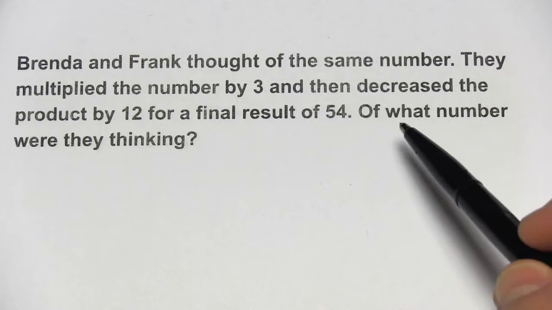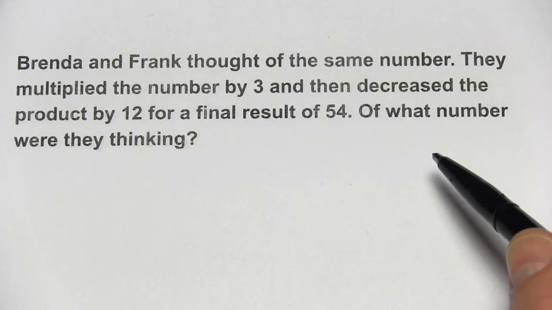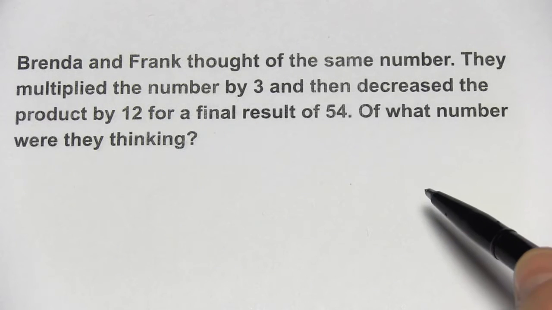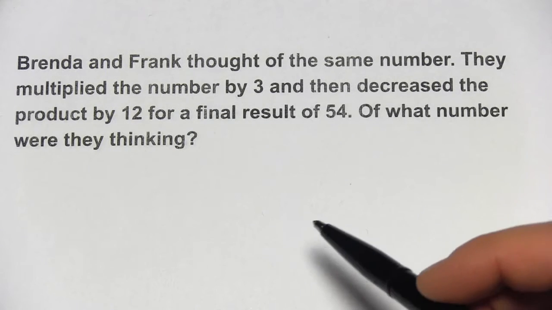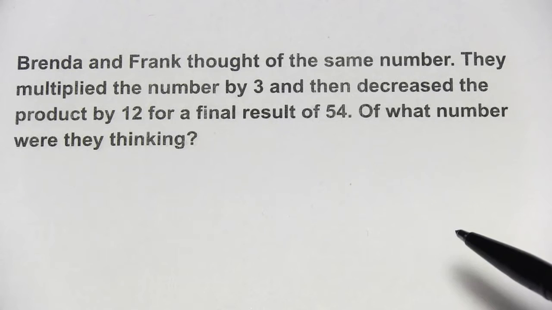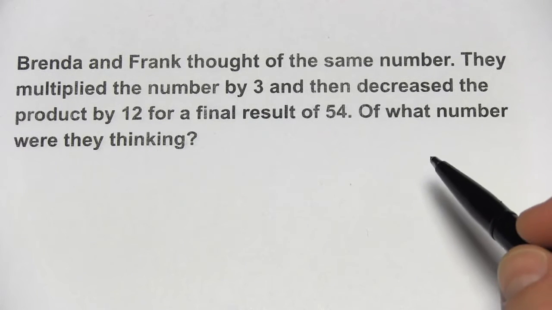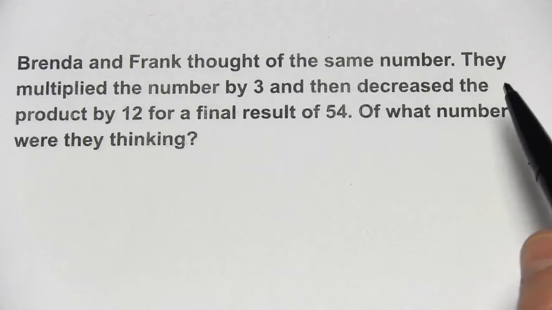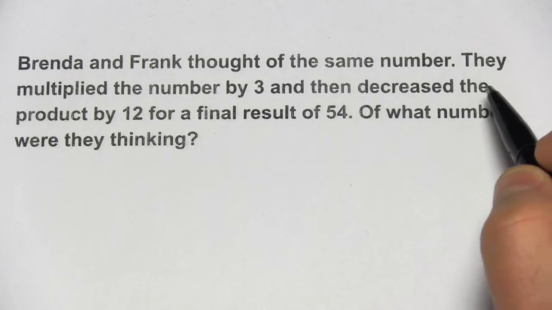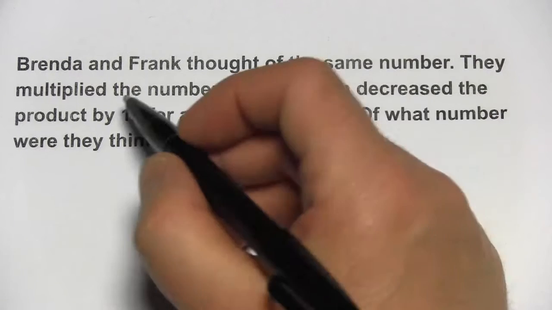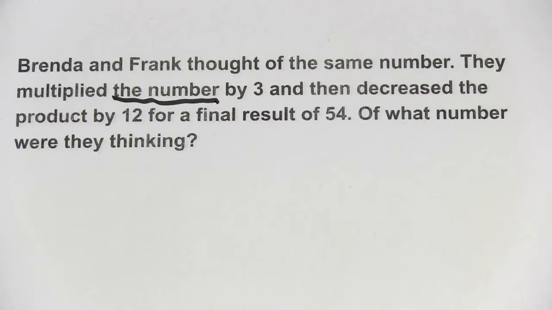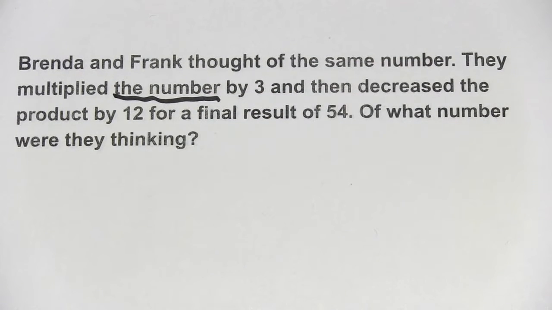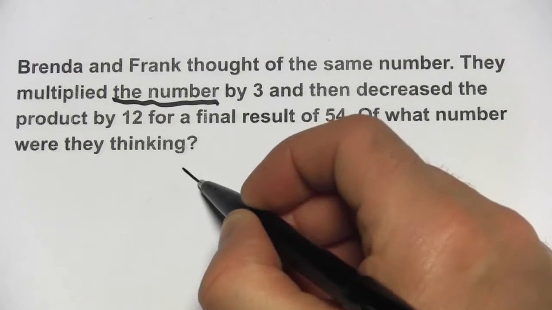It says Brenda and Frank thought of the same number. They multiplied the number by 3, then decreased the product by 12 for a final result of 54. What number were they thinking of? Well, let's take this a piece at a time. First of all, in a problem like this, when it says a number or the number, that's your variable. So we're going to call that x.